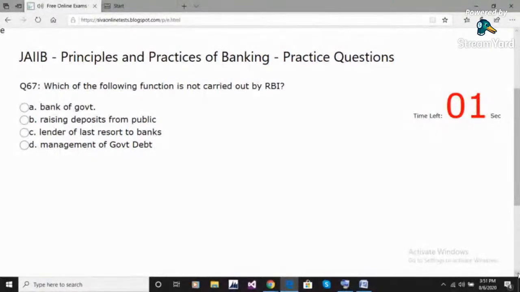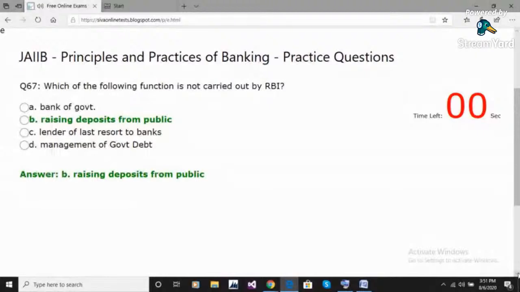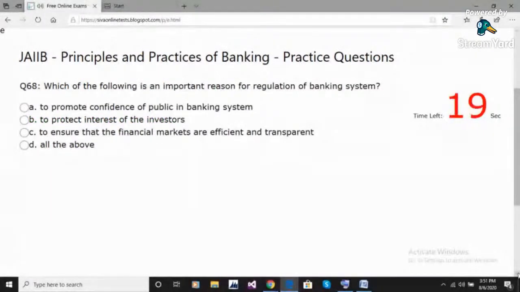Option D management of government debt. Answer B raising deposits from public. Question 68, which of the following is an important reason for regulation of banking system? Option A to promote confidence of public in banking system. Option B to protect interest of the investors. Option C to ensure that the financial markets are efficient and transparent.